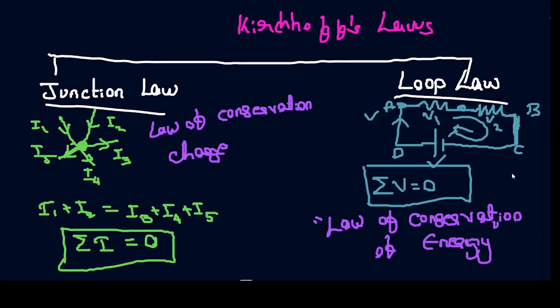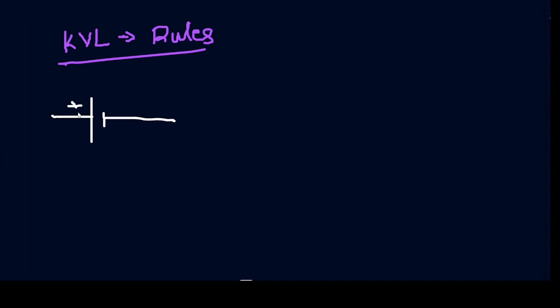Got it? Now, to apply this loop law, you need to know some conventions. Generally, the junction law is known as KCL, and this loop law is known as KVL, Kirchhoff's voltage law, right? So we can consider the KVL rules. Whenever in a circuit you are going from the positive terminal to the negative terminal, then the voltage is negative. But if you are going from the negative terminal to the positive terminal, then your voltage is positive. This is for a battery.